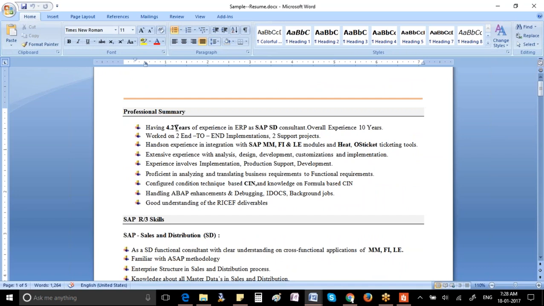You see here 4.2 years of experience in SAP and overall experience is 10 years. You are involved in 2 implementations end-to-end and 2 support projects, and you have very good integration knowledge on MM, LE and FI. These are the ticketing tools you worked on, and you have knowledge on SIN, RICEF objects and debuggings, all these things.